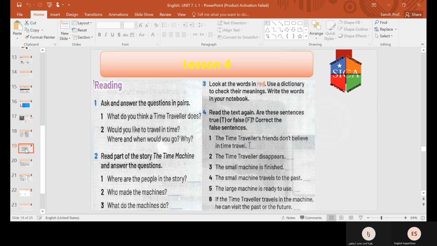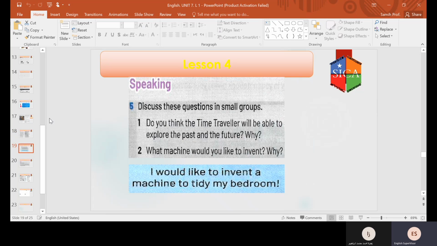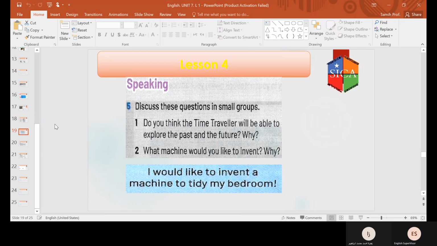Perfect one. And here we have another skill, which is a speaking one. Discuss these questions. Number 1. Do you think the time travelers will be able to explore the past and the future? Why? What do you think?